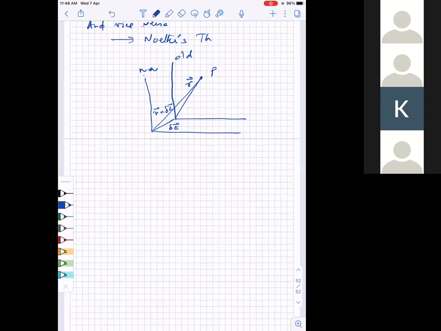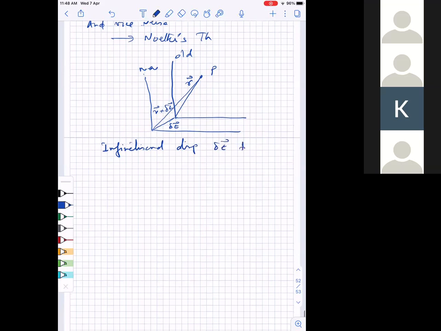So what we have is an infinitesimal displacement delta epsilon to a given point r in the old coordinate. So the new coordinate becomes r plus delta epsilon. This is what we have now.